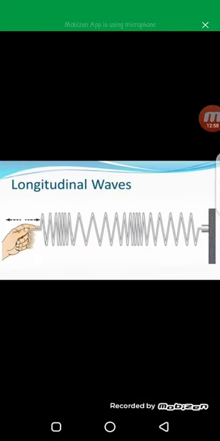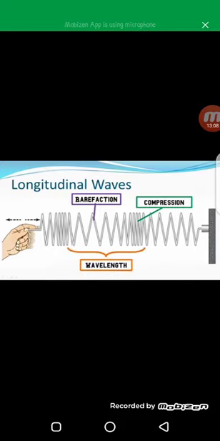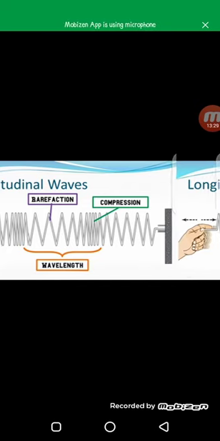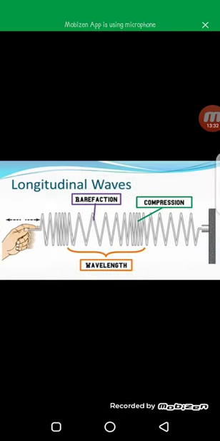Now this diagram is a perfect example. I'm using a spring as an example. This is the compression here, and this is the rarefaction. The distance between one rarefaction and another rarefaction is the wavelength. The distance between one compression and another compression is also the wavelength. This is a rarefaction, and this is another rarefaction close towards the end. The distance between this and this gives you the wavelength, while the distance between this compression and this compression also gives you the wavelength. That is just the idea of this.